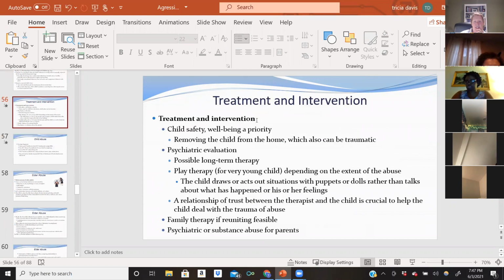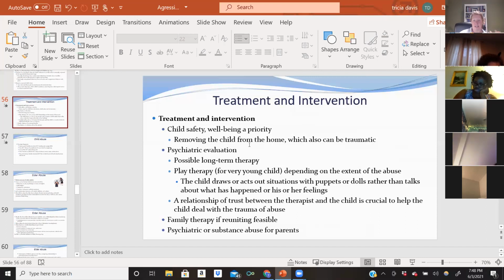So, treatment and intervention. We always want to make sure that child safety is our priority. We want to think about their emotional well-being and their physical safety. Sometimes keeping them safe and protecting their well-being means that we have to remove them from the home, which can also be traumatic. We have to remember that children who are abused sometimes love their family members more than others do, regardless of how they're treated.